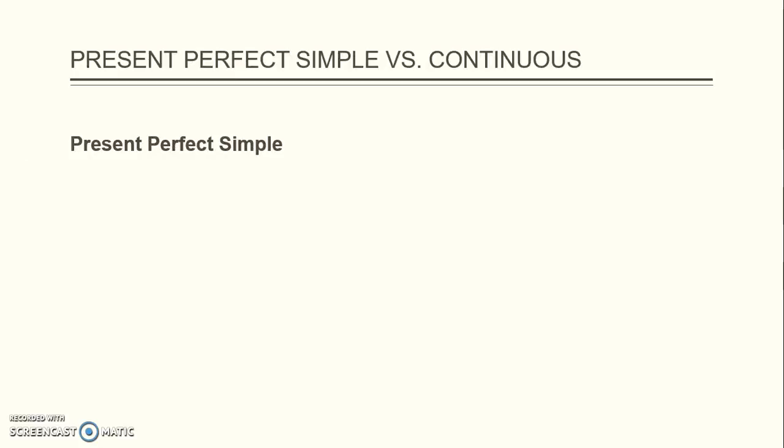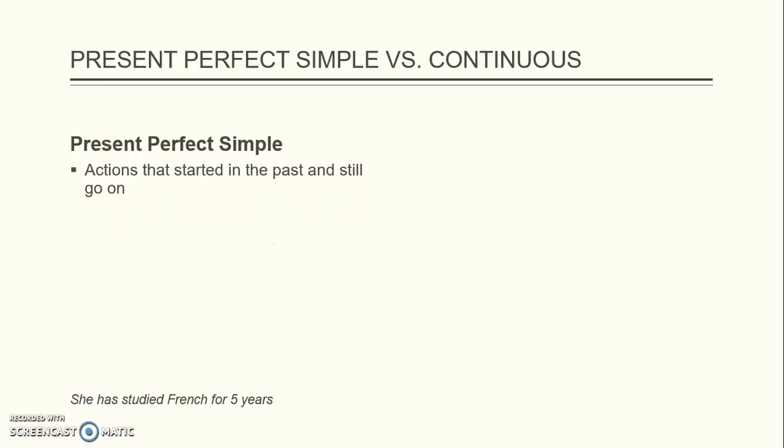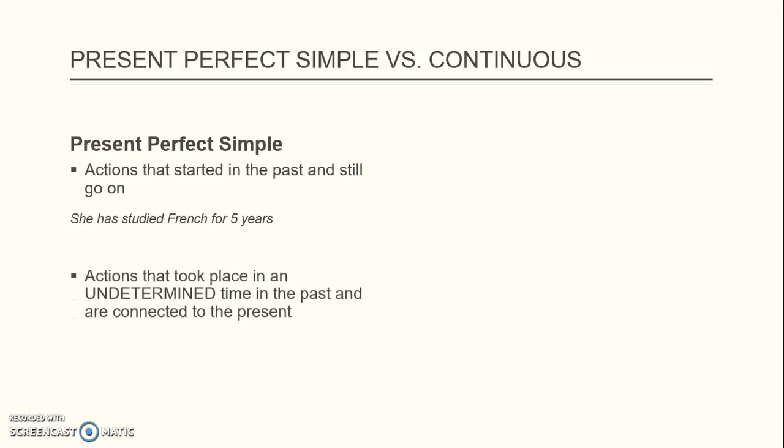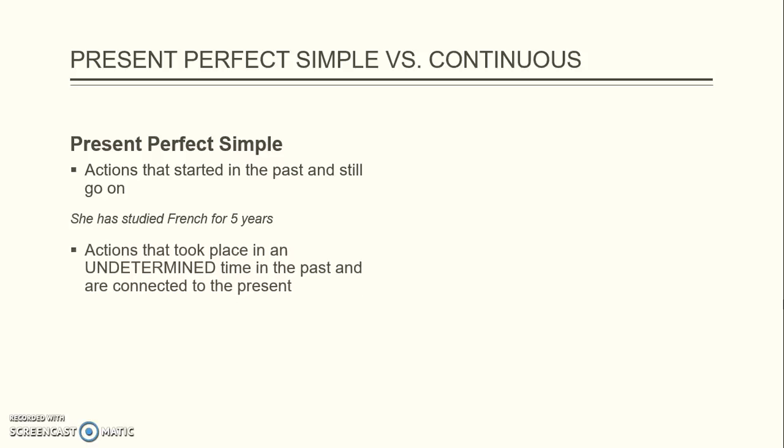If we have a look at present perfect simple, we can say that we use it for actions that started in the past and still go on in the present times. We can see an example such as she has studied French for 5 years. The present perfect simple is also used for actions that took place at an undetermined time in the past and are still connected to the present. We can have a look at an example such as I have downloaded the document and now I have it, alright?